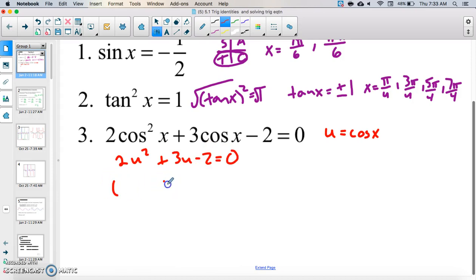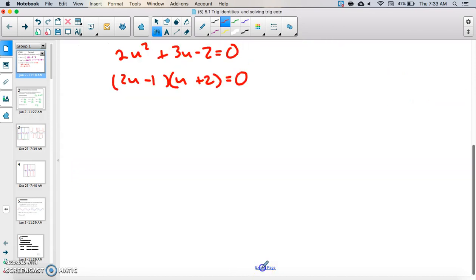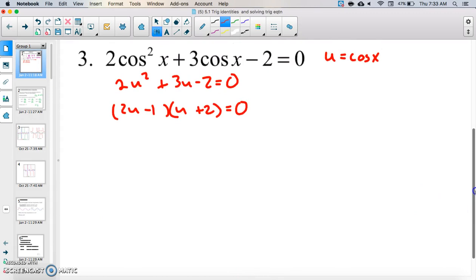If we factor this, or we can use the quadratic formula, whatever you like, you're going to get 2u minus 1, u plus 2. Then we can set each of those equal to 0. When I do that, I'm going to replug in my cosine. So I'm going to have 2 cosine x minus 1 equals 0, and cosine x plus 2 equals 0.